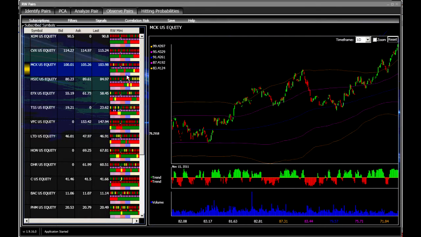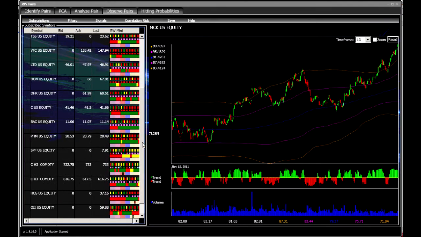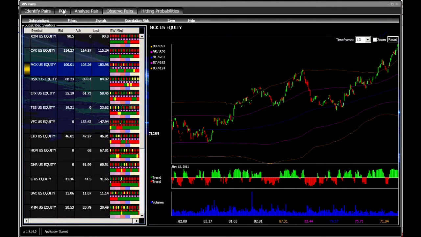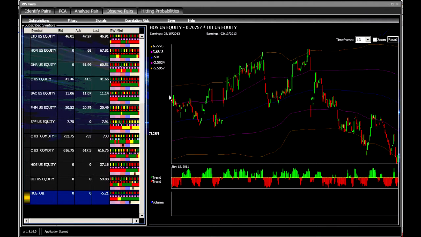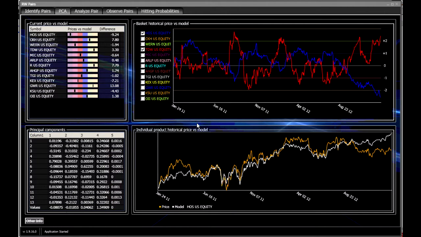While that's loading, I want to show you something. This is the new thing that we've exposed in the tool. This gives you a lot more detail of the principal component analysis. As you know, that's the technique we're using to create the RW coefficient. But here you can see HOS and OII, the results of the model. Basically, we do a principal component analysis, and from the results of that, we also create a factor model.